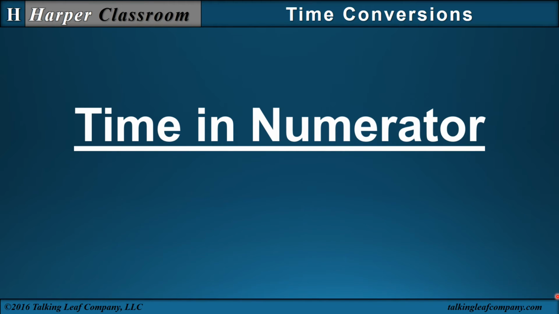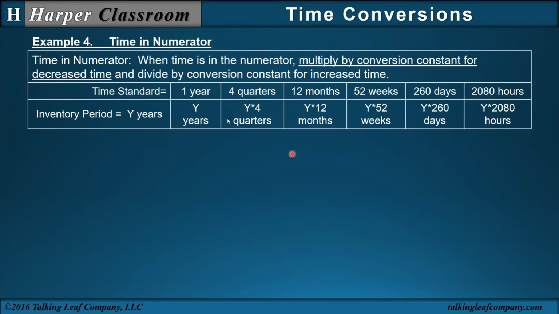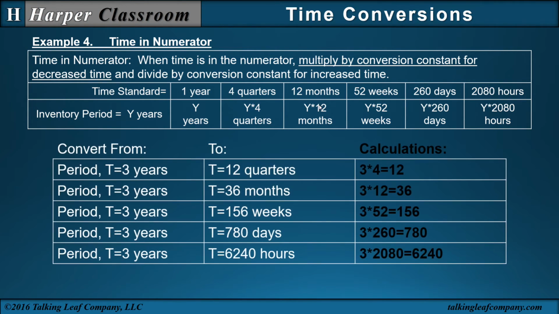So now let's convert time when time is in the numerator. Example 4. When time is in the numerator, multiply by the conversion constant for decreased time. In other words, if I want to decrease the time from years to quarters, I multiply by 4. Years to months, I multiply by 12. So to convert from 3 years to quarters, you multiply by 4. Years to months, multiply by 12.